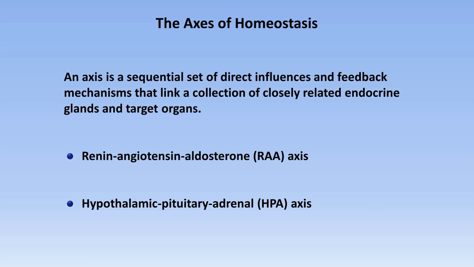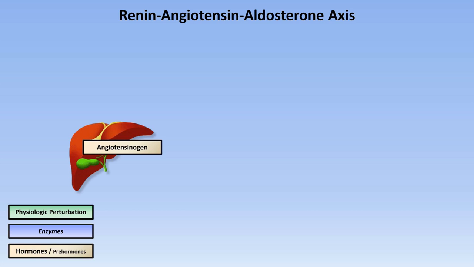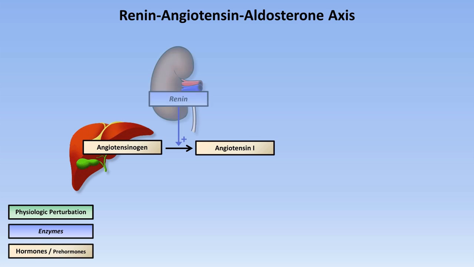I'll talk about each. The renin angiotensin aldosterone axis begins in the liver with the constitutive production and release of a prehormone or hormone precursor called angiotensinogen. Angiotensinogen is converted in the circulation to another prehormone called angiotensin 1. This reaction is catalyzed by the enzyme renin, which itself is secreted into the circulation by the kidneys in response to various stimuli, most notably decreased blood pressure in the arteries that supply the kidney.